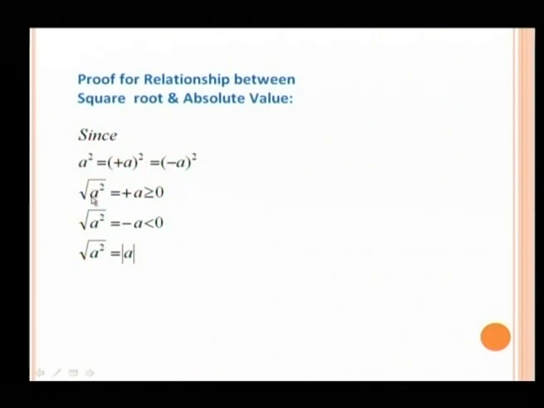Here we can consider that under root a square is equal to plus a for every positive number, and under root a square is considered as minus a for every negative number. So again we get the same relationship, which is under root a square is equal to a modulus, where a modulus is plus a for every positive number and minus a for every negative number.